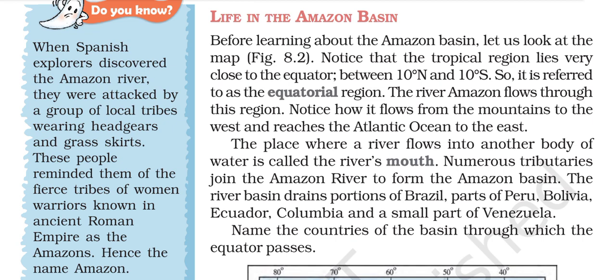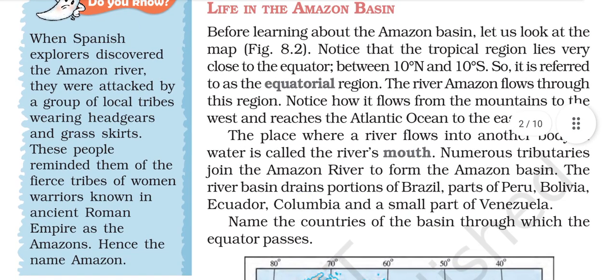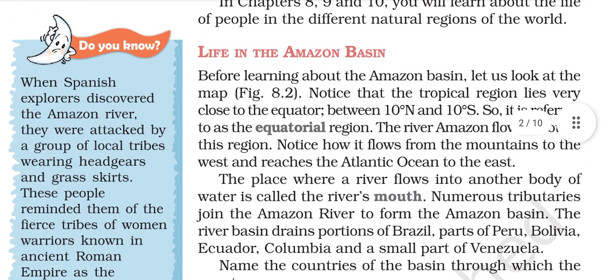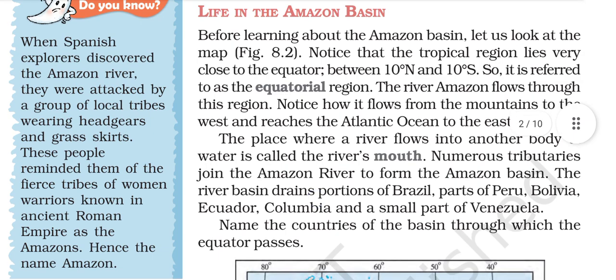living in the Amazon basin. As you must be knowing, the Amazon basin is very close to the equator and it is in South America, that is a continent. And that's why it is also called the equatorial region, that is between 10 degree north and 10 degree south. You know, the equator is at 0 degree and 10 degree is very close to the equator.